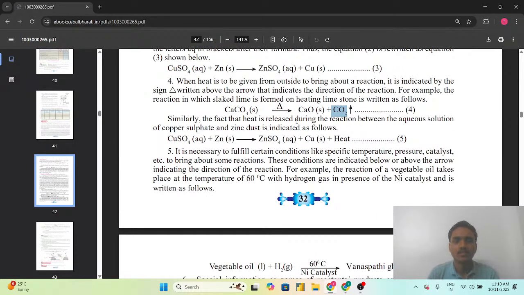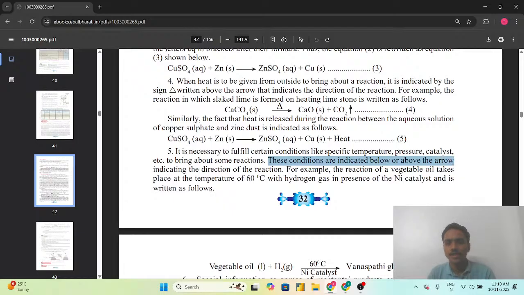Similarly, the fact that heat is released during the reaction between the aqueous solution of copper sulfate and zinc dust is indicated as follows: CuSO4 (aq) + Zn(s) → ZnSO4 (aq) + Cu(s) + heat. It is necessary to fulfill certain conditions like specific temperature, pressure, catalyst, etc. to bring about some reaction.